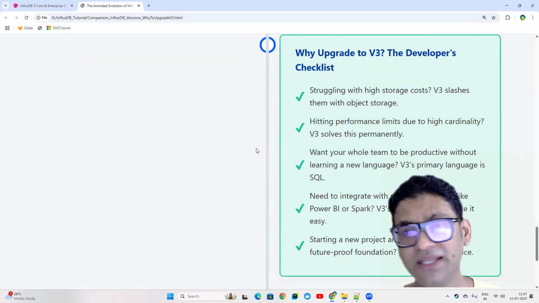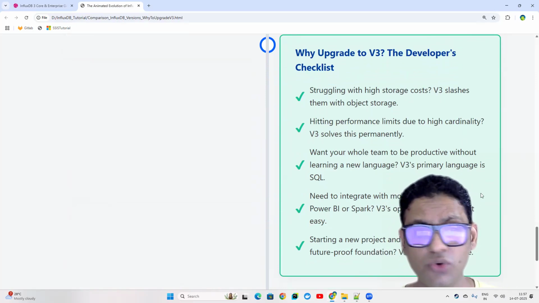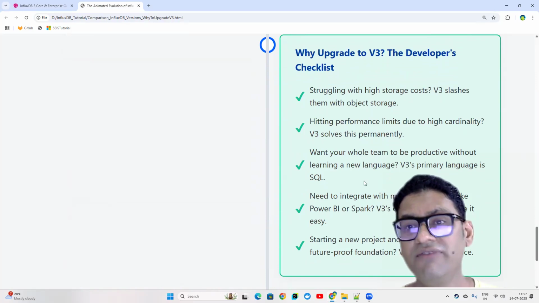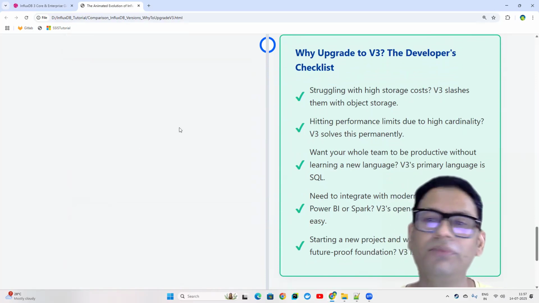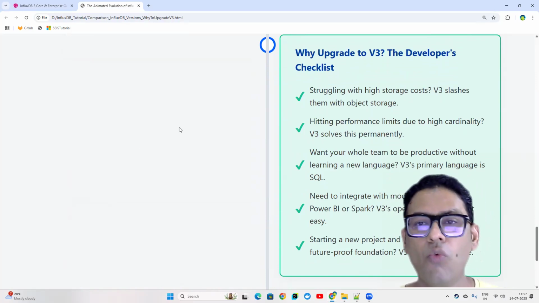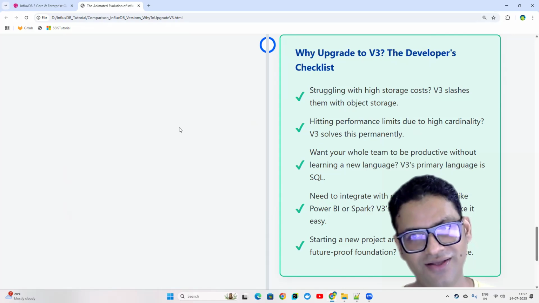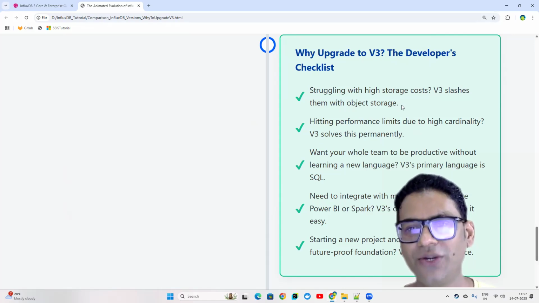The very interesting and important part, in my opinion, this is the most important part, because we have to understand why we need to update to V3, right? What would be there for us, right? So this is what I try to understand, like, what kind of problem with your current InfluxDB version you have?